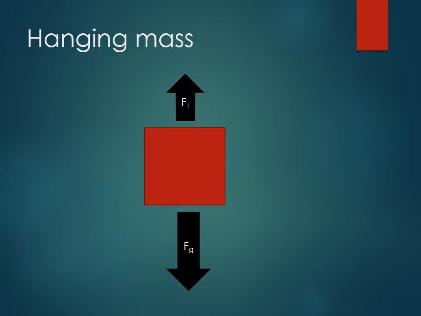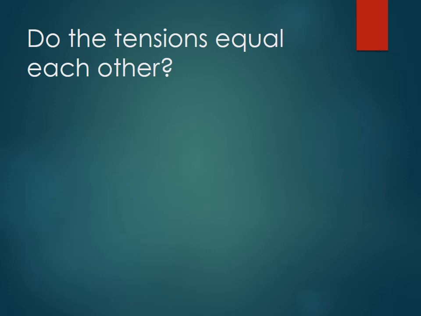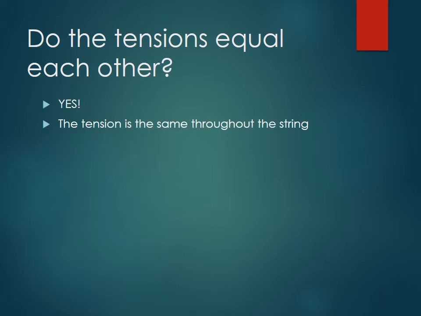Okay, here's the free body diagram for the hanging mass. Tension upwards and its weight down. Here, the weight is going to be more than tension because the entire system is accelerating in that direction. So there's tension in both of those free body diagrams. Do those tensions equal each other? Yes! The tension has to be the same throughout the string.